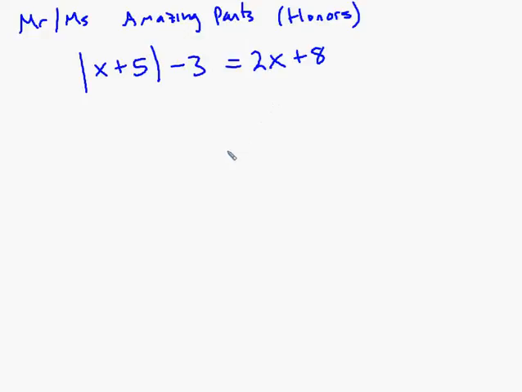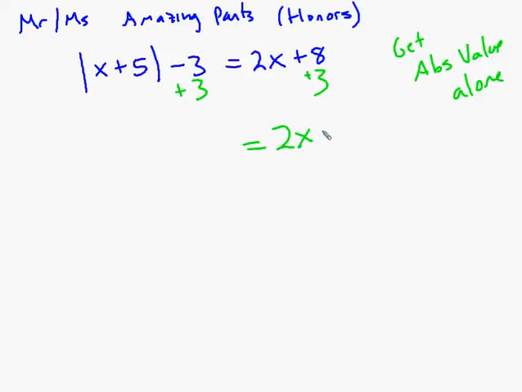Okay? Notice I have some x's that are not in the absolute value. But we still need to get the absolute value alone. So to get the absolute value alone, what must I do? Add 3. So now I get 2x plus 11 on the right, and I have absolute value x plus 5 on the left. Now I don't know whether this is positive or negative over here, but I still do the two possibilities.